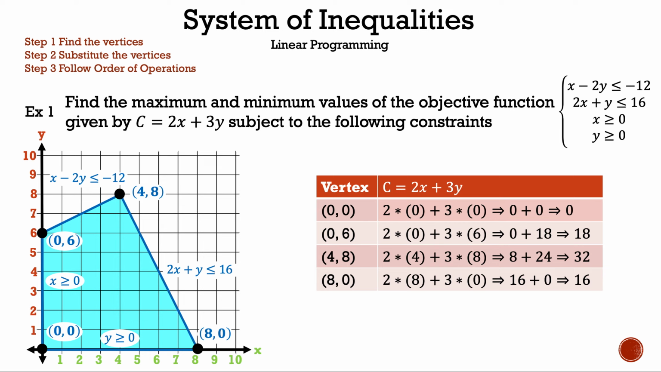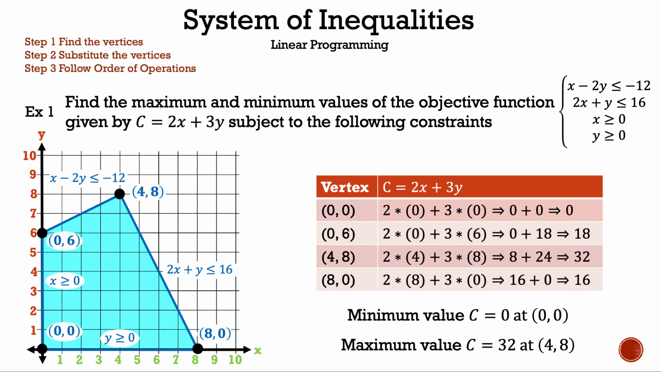So, what do we think are the minimum and maximum values? That is correct. The minimum value of C is 0 at the point (0, 0), and the maximum value of C is 32 at the point (4, 8). That is example 1.